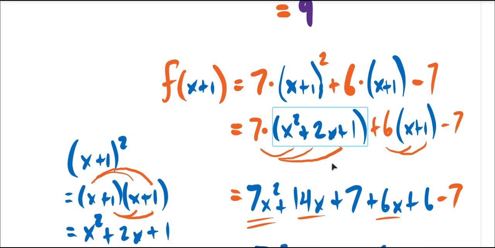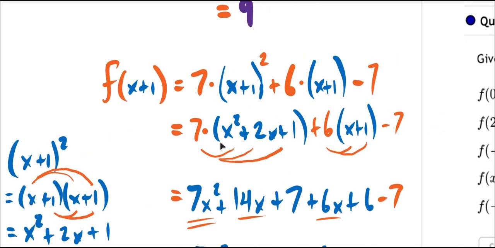That's what we get when we square x plus 1. Now we want to multiply that by 7. We get 7x squared plus 14x plus 7, and distributing the 6, we get 6x plus 6, and there's still this dangling minus 7 there. Now we want to combine like terms.